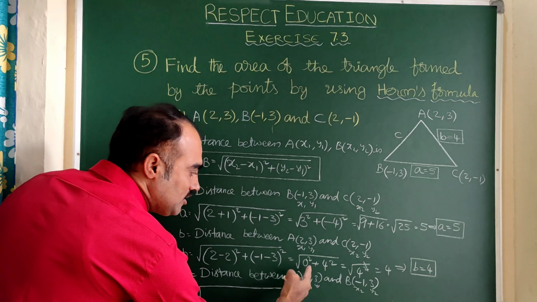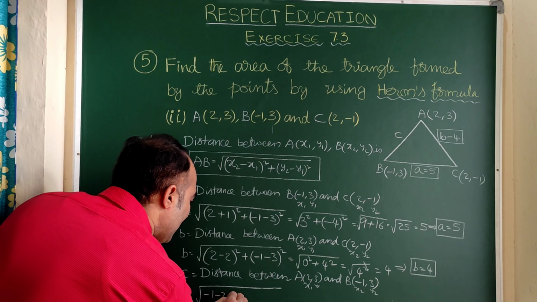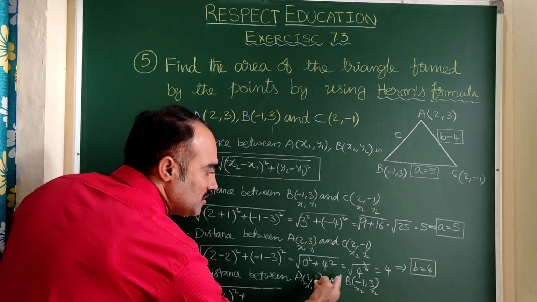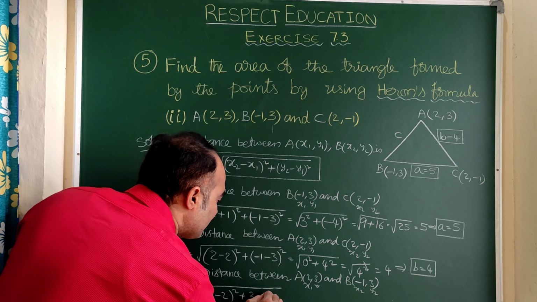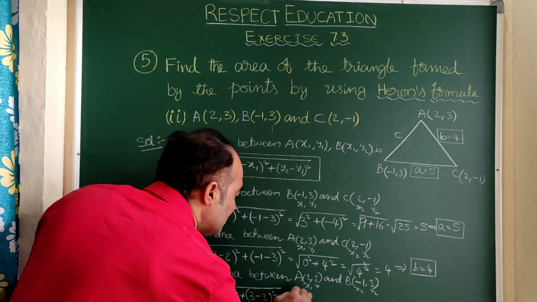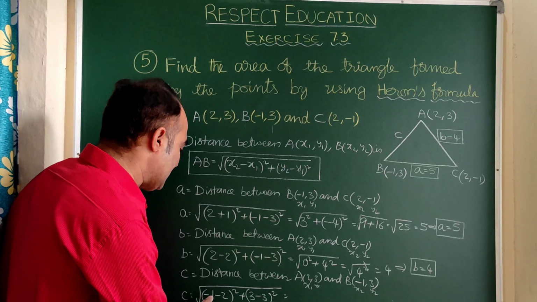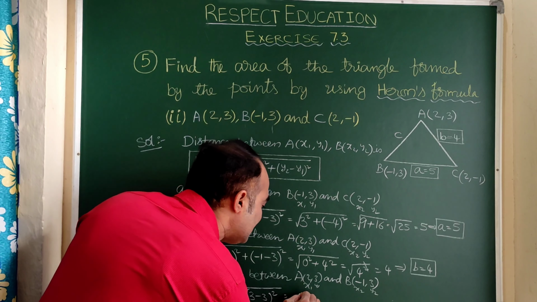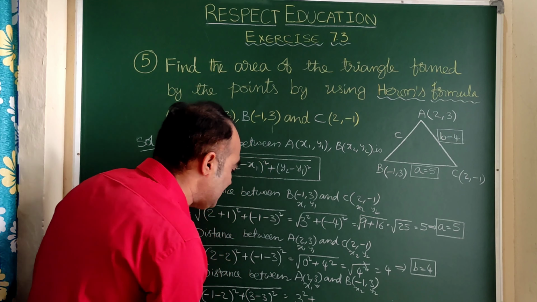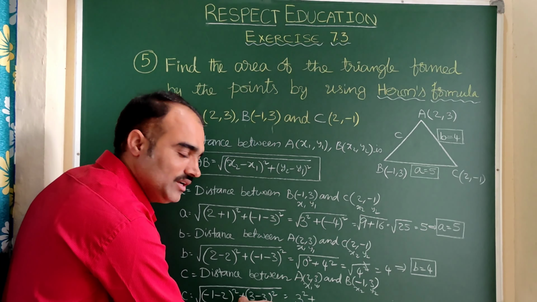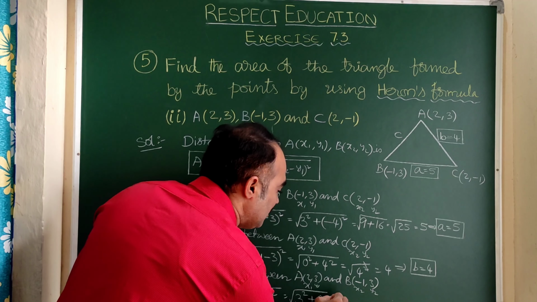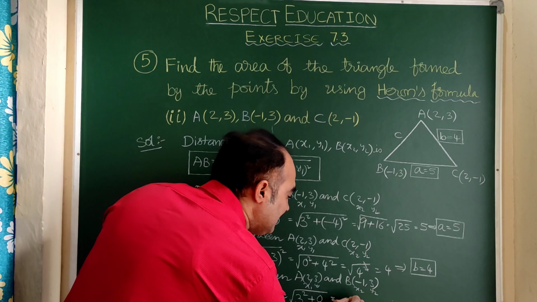(minus 1 minus 2) whole square plus y2 is 3, y1 is also 3, so (3 minus 3) whole square. On simplification, minus 1 minus 2 is minus 3. Minus 3 whole square can be written as plus 3 square. So only plus 3 square plus 3 minus 3 is 0. So 0 square is 0. So when you add 3 square plus 0, it is 3 square.